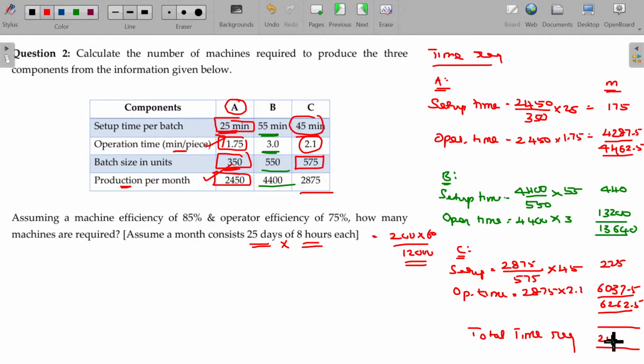24,365. Now, machine efficiency is only 85%, operator efficiency is only 75%. In a month, the design capacity being 12,000 minutes, I am in need of 24,365 effective production minutes.